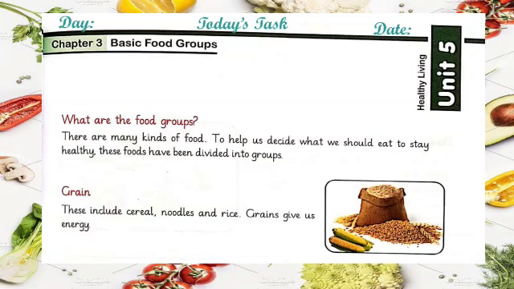Let's start with grain group. Grains are plants like oats, wheat, etc. If a food is made from one of these plants or any other grain plant, it belongs to grain group. These include cereal, noodles and rice. Grains give us energy. Underline these lines.